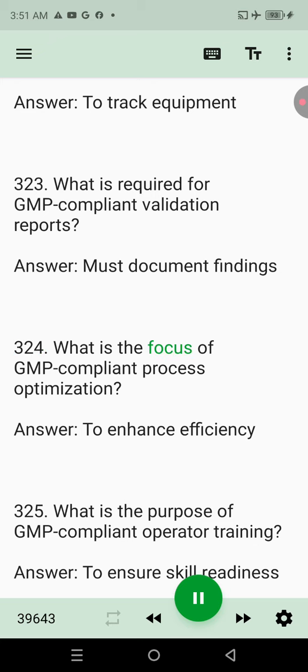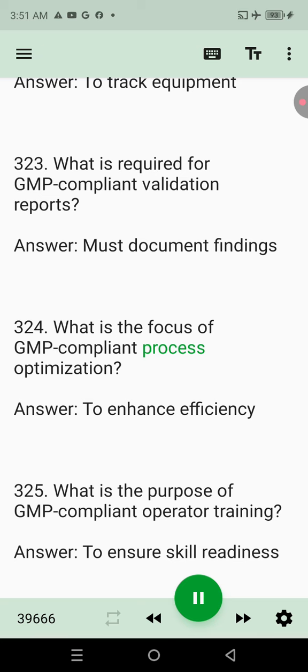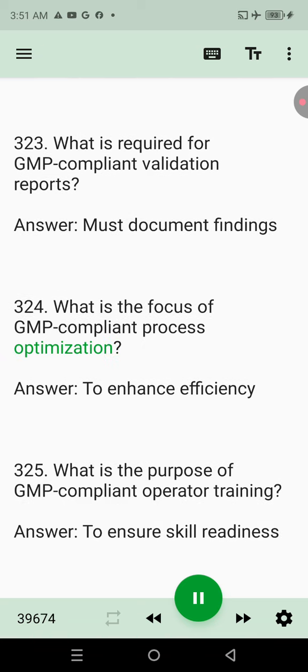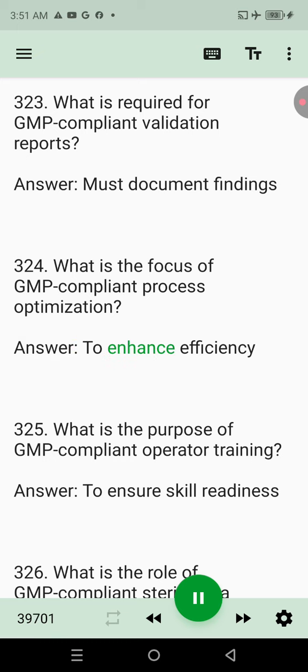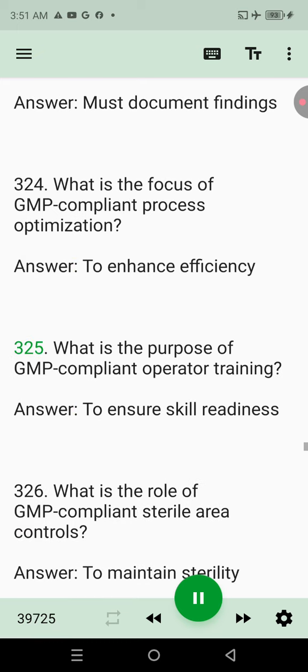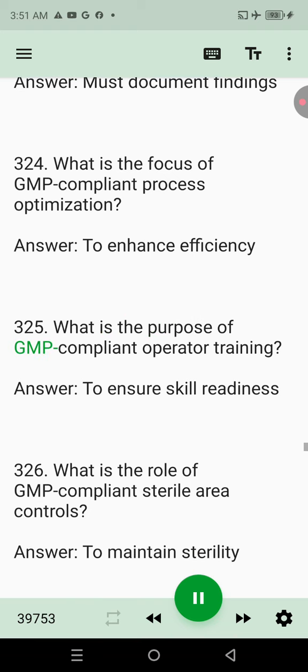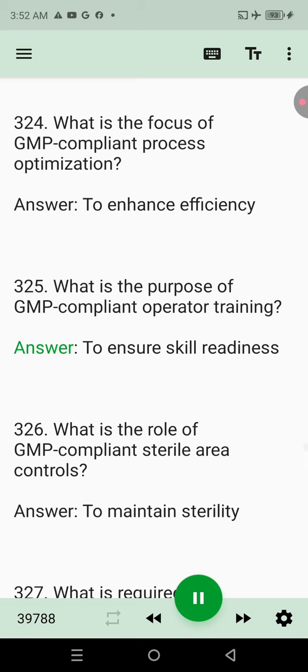324. What is the focus of GMP-compliant process optimization? Answer: to enhance efficiency. 325. What is the purpose of GMP-compliant operator training? Answer: to ensure skill readiness.